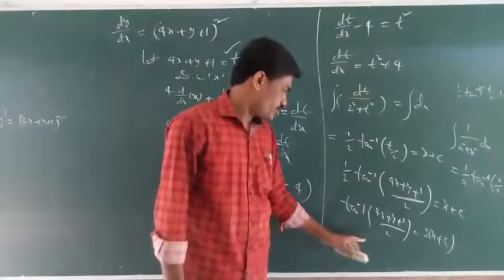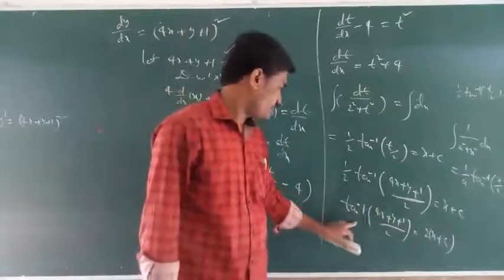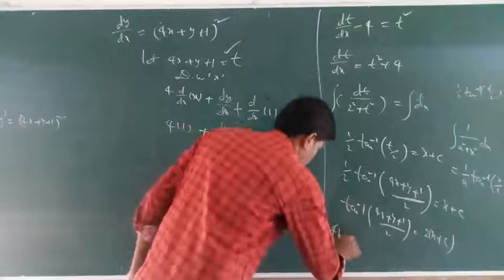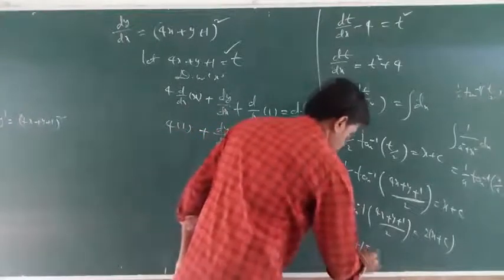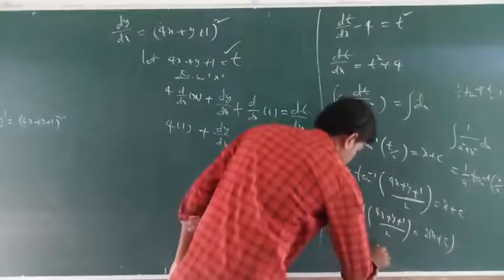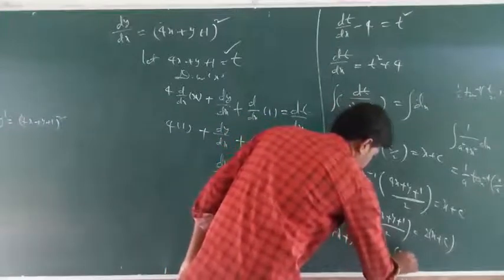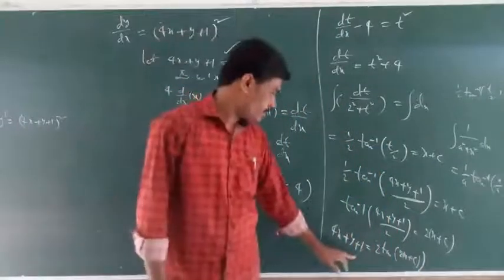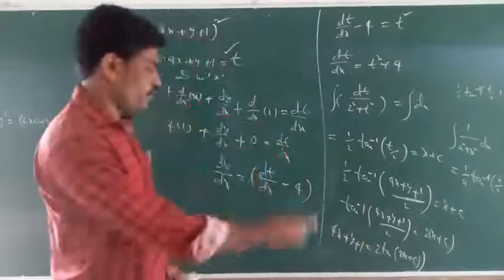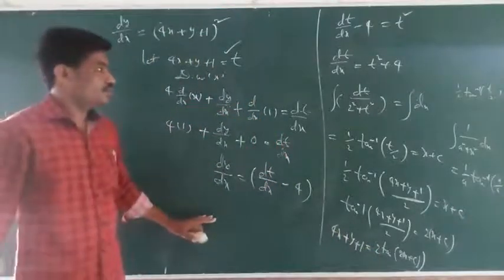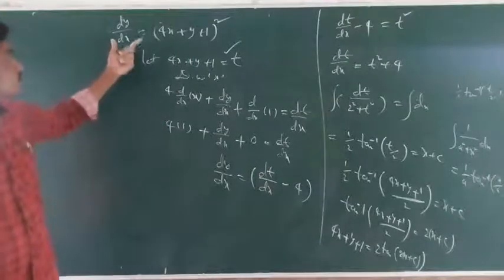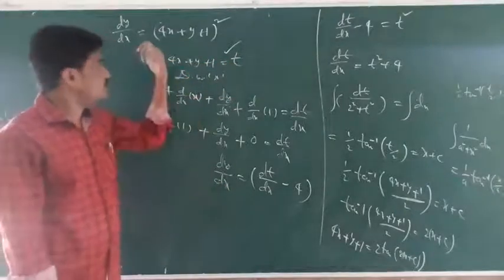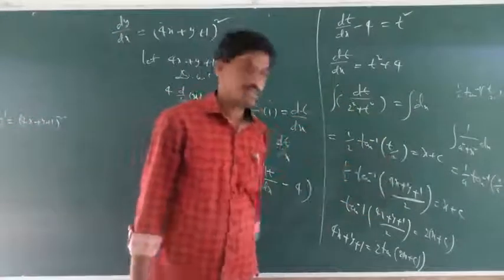So you can apply tan on both sides, and this cancels. The answer is 4x + y + 1 equal to 2 tan of (2x + c). This is final: 4x + y + 1 equal to 2 tan of 2(x + c). So this is the general solution. Directly, you can apply the substitution 4x + y + 1 equal to t, find the derivative with respect to x, substitute this term, and apply the integration process and formulas. This is the general solution.